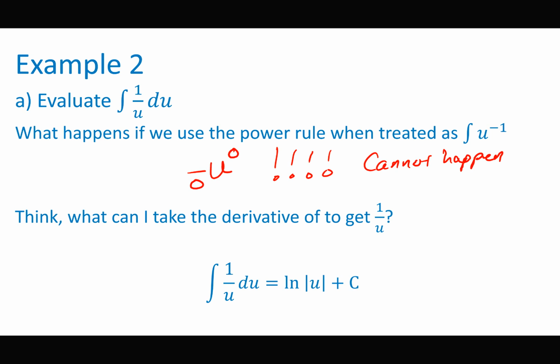Okay, so this one I just want to reiterate to you that you cannot use power rule on this. This is not power rule. So 1 over u, anti-differentiated, becomes natural log, absolute value of u plus c.